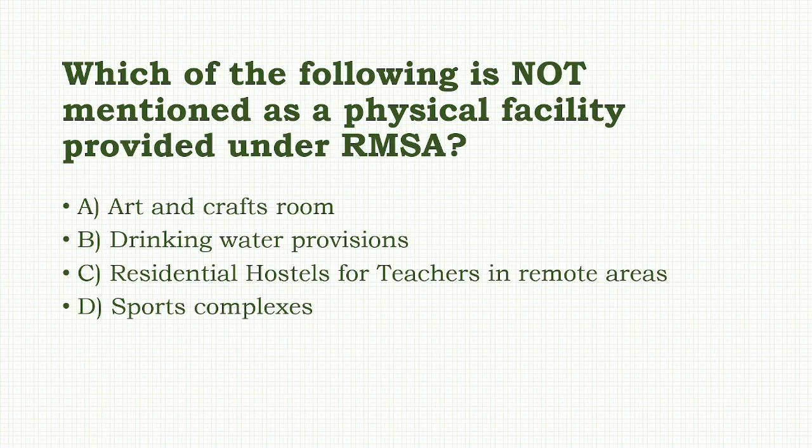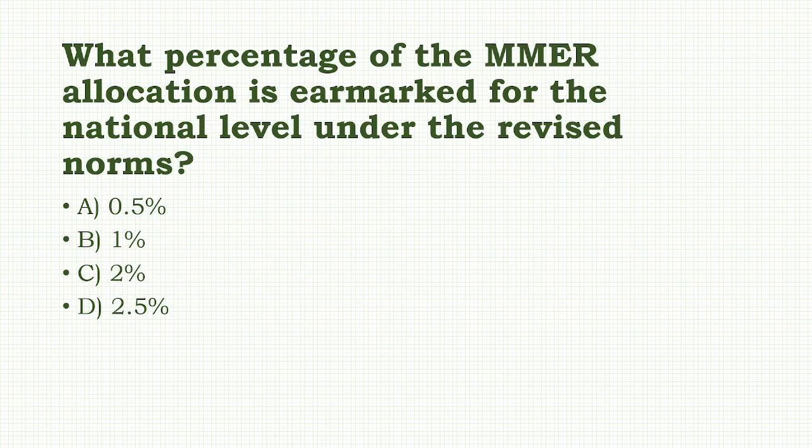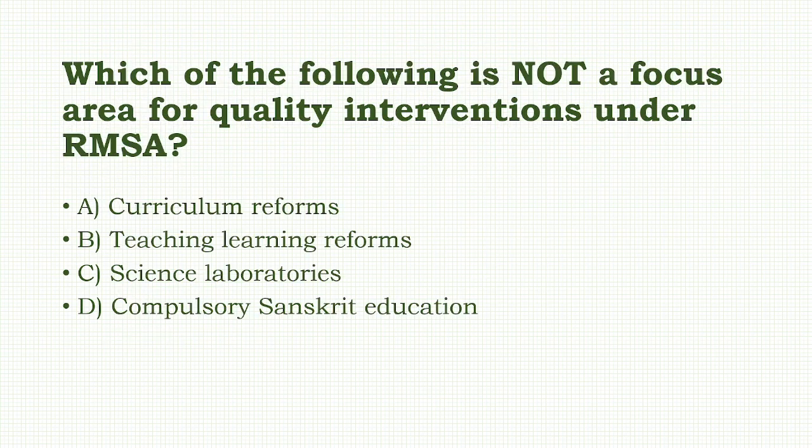Which of the following is not mentioned as a physical facility provided under RMSA? Option: art and craft room, drinking water provision, residential hostels for teachers in remote areas, sports complexes. Answer of this question is option D, that is sports complexes. What percentage of the MMER allocation is earmarked for the national level under the revised norms? Option: 0.5%, 1%, 2%, 2.5%. Answer of this question is option A, that is 0.5%.